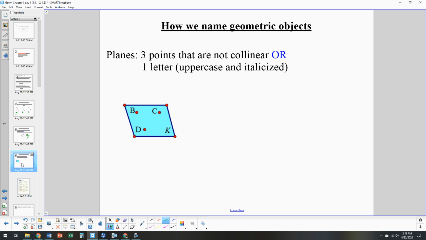All right. So naming a plane is either by three of the points that are not collinear, which means I can't draw one single line between all three. So I could call this plane BCD because those are three points not in a line. Or I could call it plane K. Notice there's no dot by the K like there was by the B, C, and D. And again, that's supposed to be more of a cursive K.